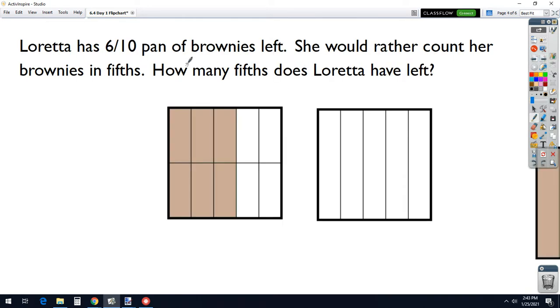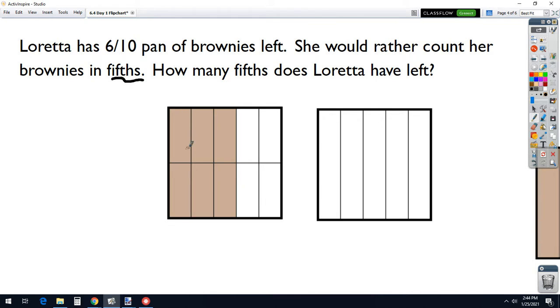And we can do the same thing here with Loretta in our last example. Loretta has 6/10 pan of brownies left. Must have been pretty good. She ate some. She's got 1, 2, 3, 4, 5, 6 out of 7, 8, 9, 10. So there are 6/10. We're going to shade this one a little bit differently. We're going to count her brownies. She'd rather count them in fifths. Okay, well, we could do that.